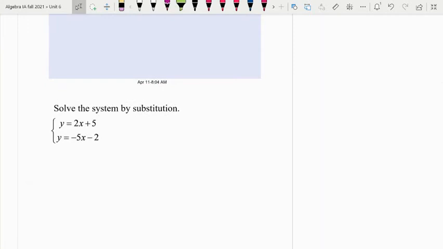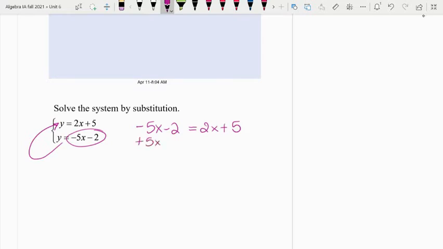All right, on this one, they both say y equals and y equals. So I'm going to circle this y equals and substitute in for that y. So negative 5x minus 2 will equal 2x plus 5. So now you have an equation of only x's and numbers. So I'm going to add 5x to both sides, solve for x. So this is gone. So I get negative 2 equals 7x plus 5.